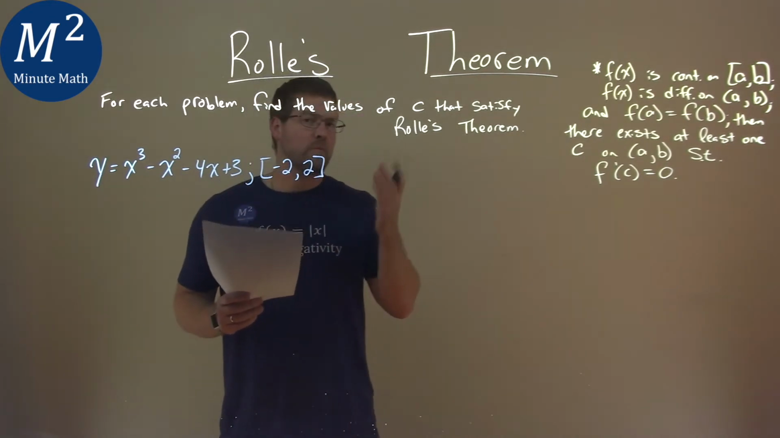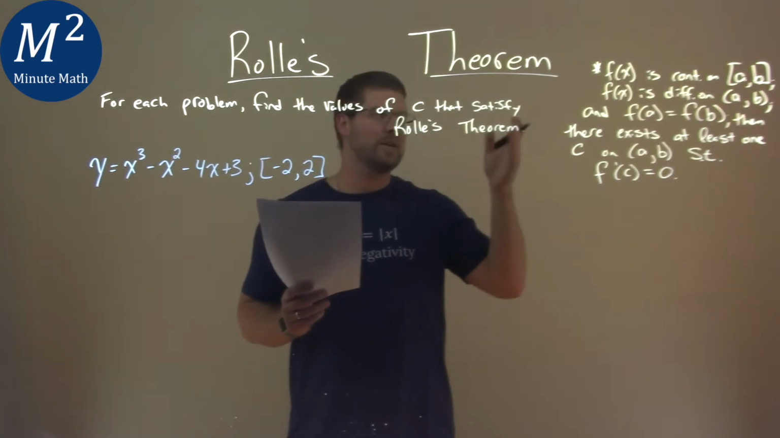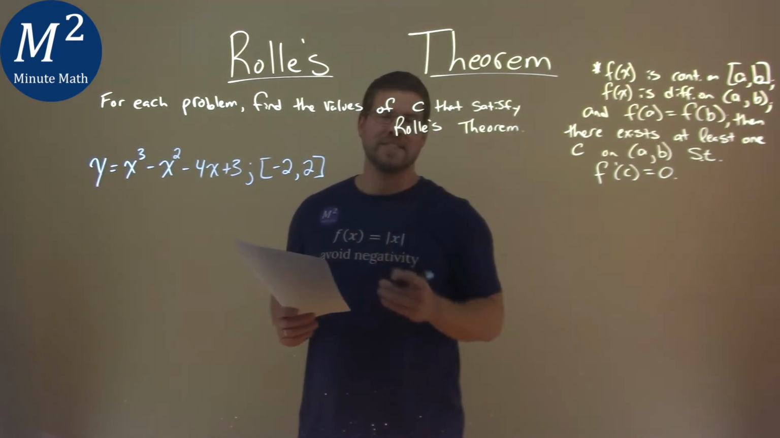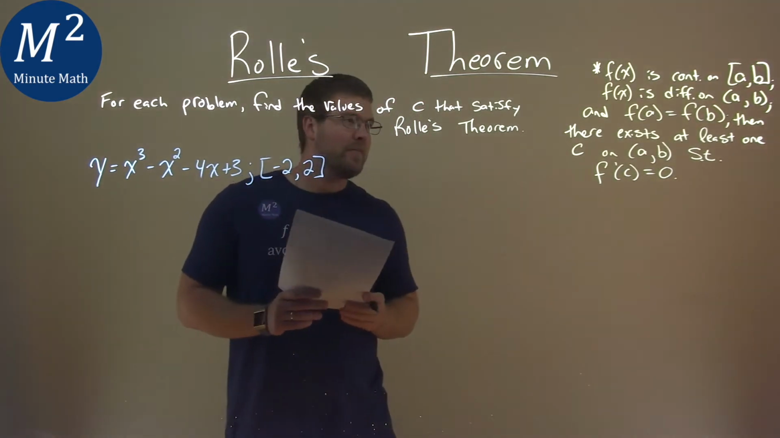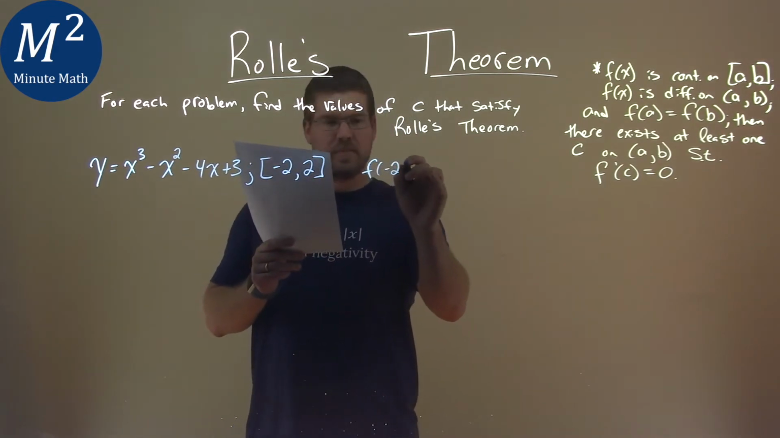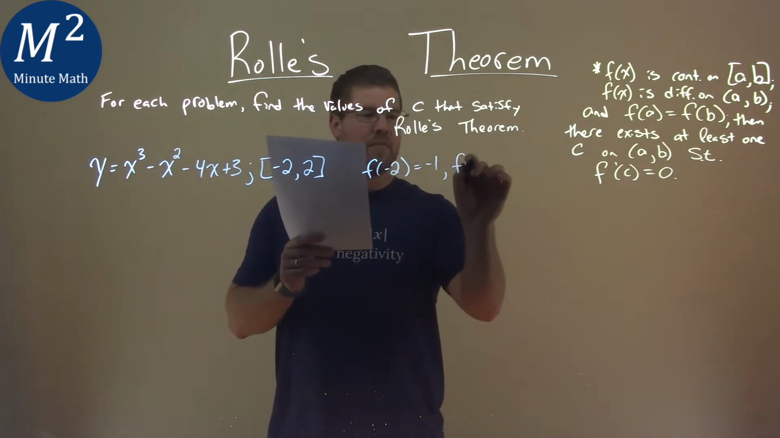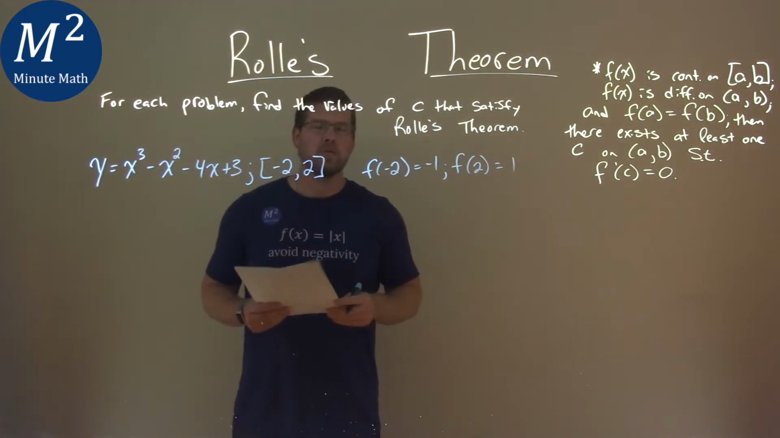Now to satisfy Rolle's theorem, we need to check whether f(x) is continuous on a to b, which it is, and differentiable on a to b, which it is. We have to find if f(a) is equal to f(b), and I got that for you. f(-2) is equal to -1, and f(+2) is also equal to -1, so we're good there. So let's go apply Rolle's theorem.